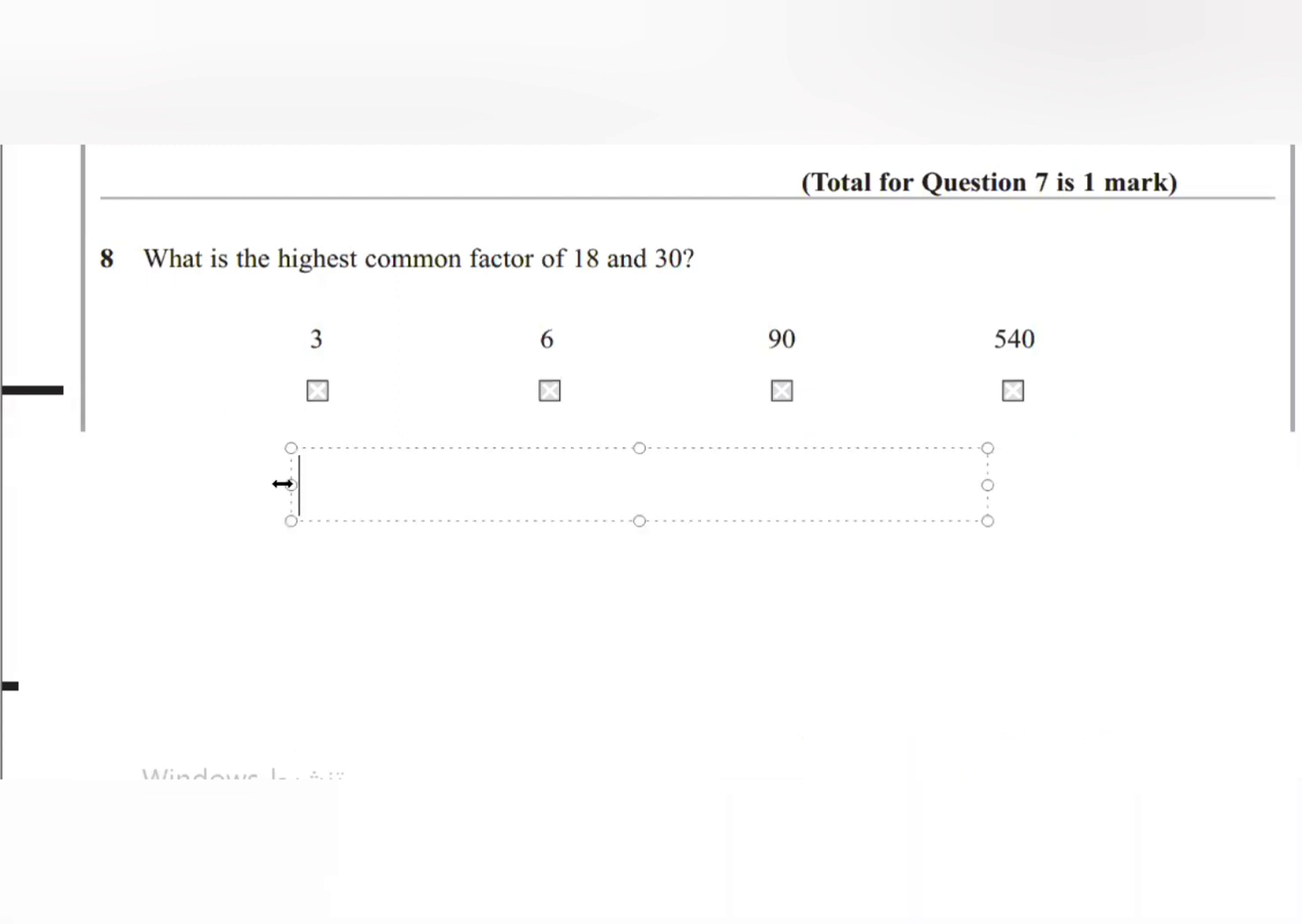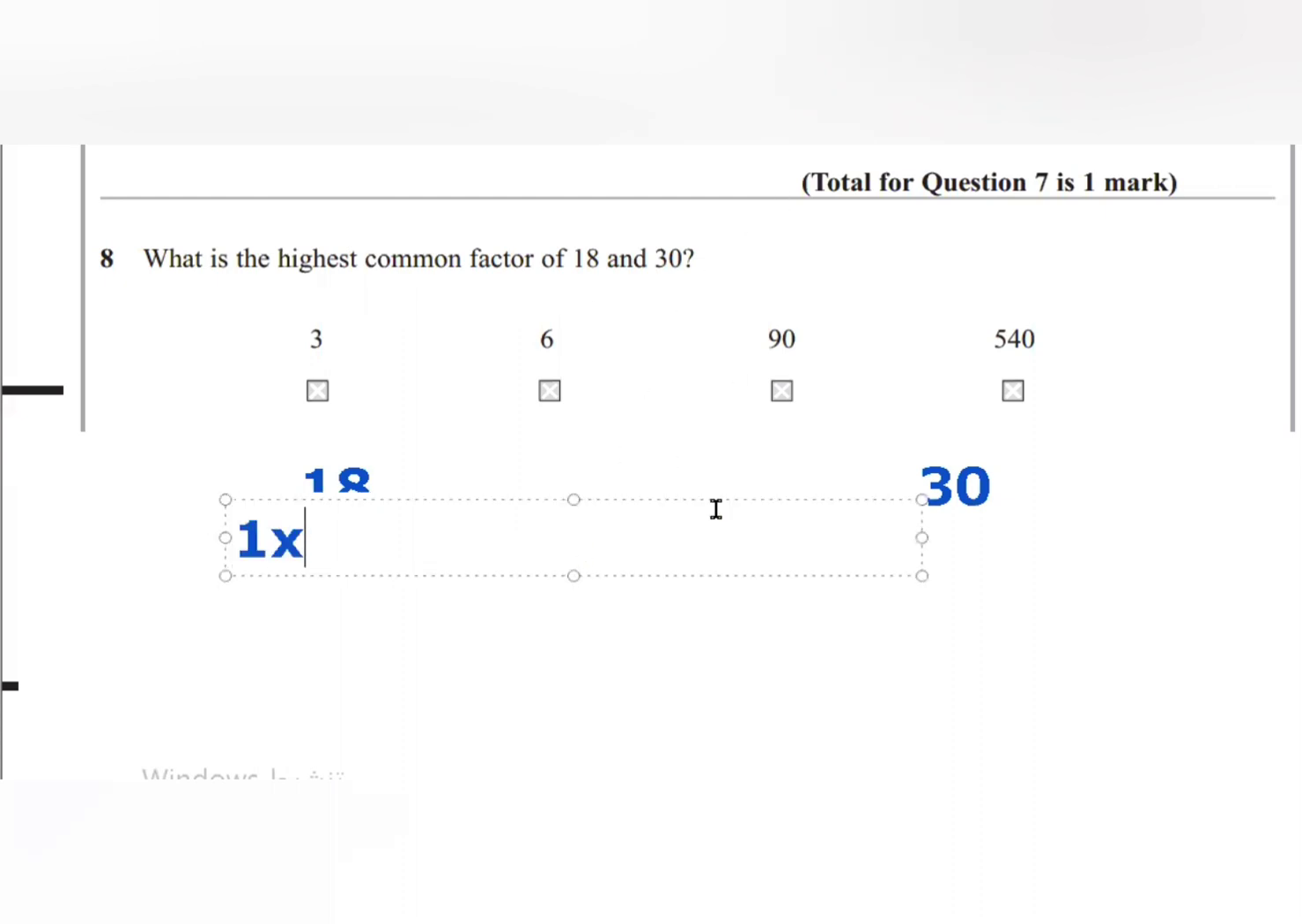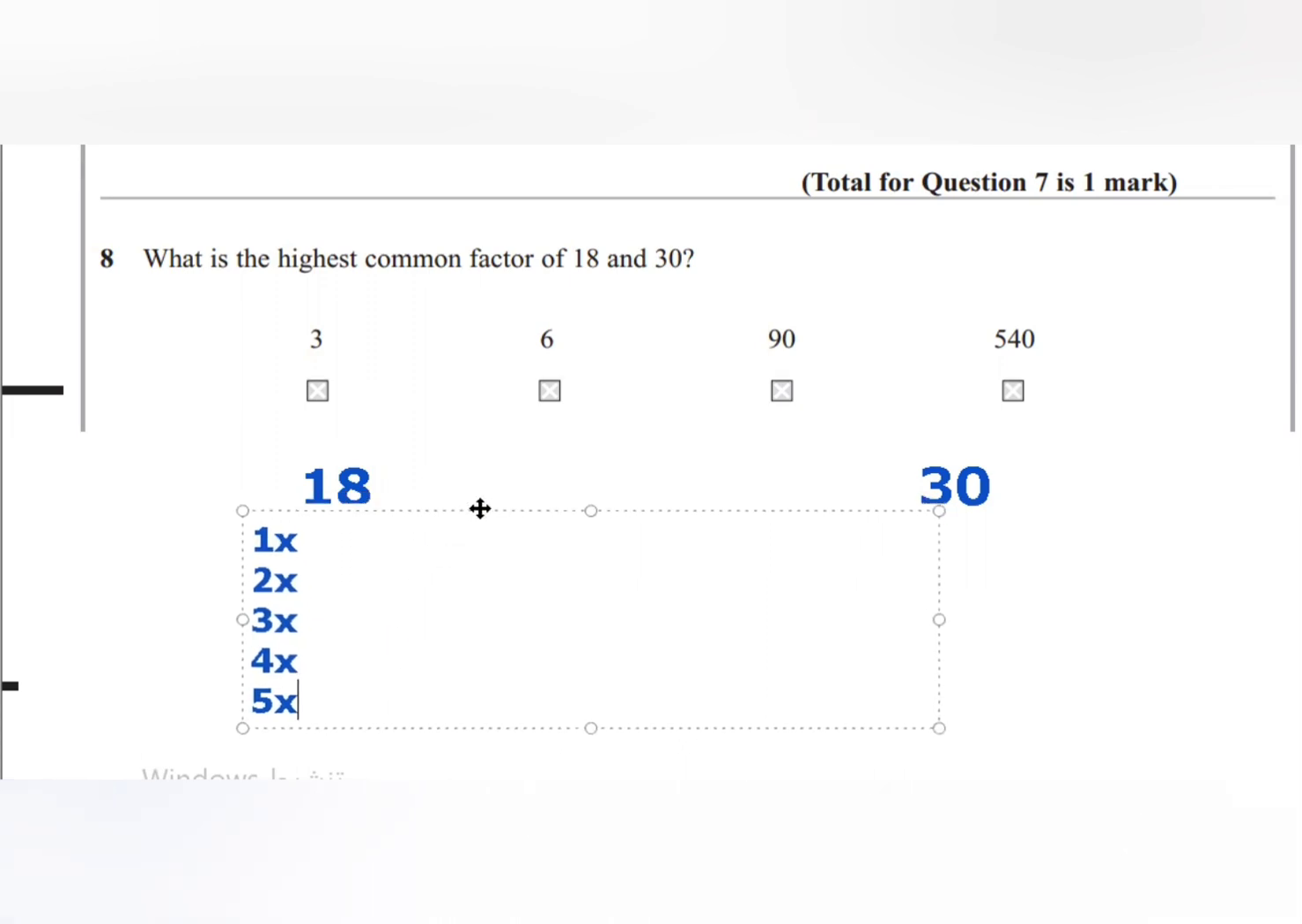Now we're going to find the factors of 18 here and the factors of 30 here. To find the factors, we have to write 1 multiplied by, so we can work it out, okay? First, let's make it smaller, just like this. So 1 times, 2 times, 3 times, 4 times. We'll stop at 5 times, okay? And then same idea, we're gonna do the same here for the 30. So it's gonna be like this.